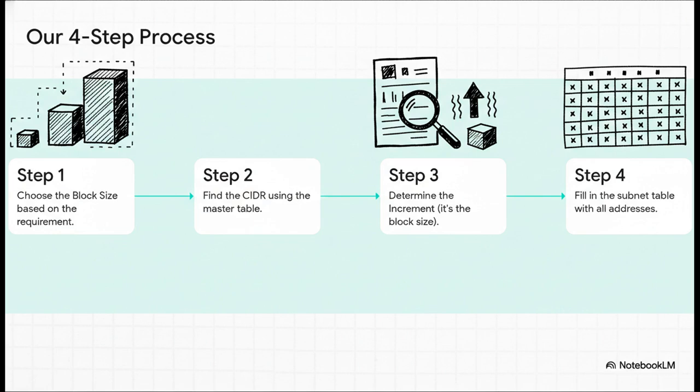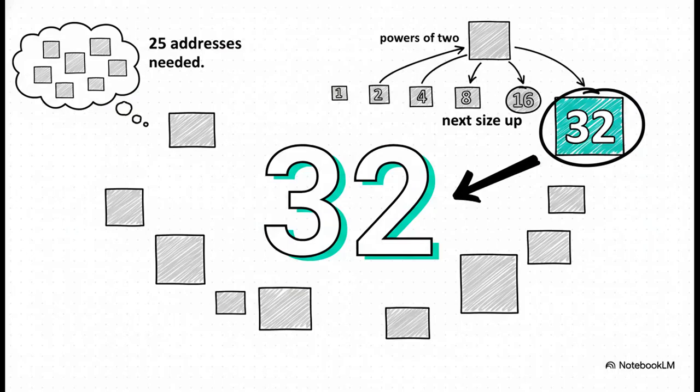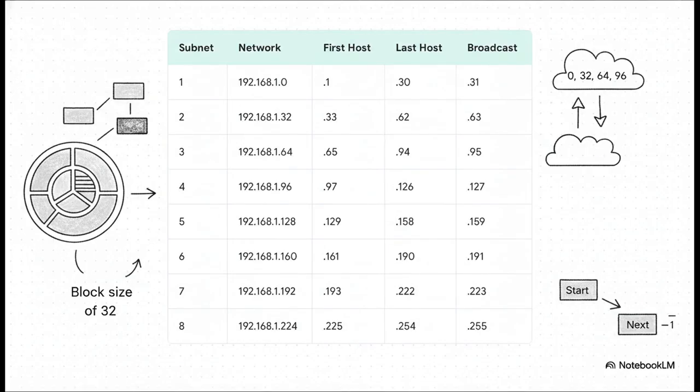Let's do it. Step 1, choose the block size. We need 25 addresses. Looking at our list of power of 2 numbers, what's the next size up that can fit 25? It's 32. So our block size is 32. Done. Simple as that.